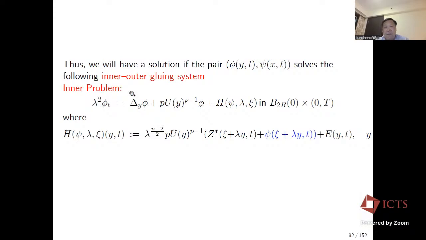So the inner problem is like the linearized problem, okay, linearized around the U, and the H contains many terms, contains the outer problem, the Z star, the noise, and the outer problem psi. The psi is here. Psi is inside the inner problem, okay, and this is the error, okay, this is the error.